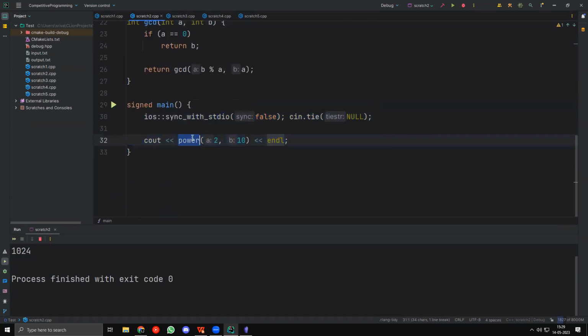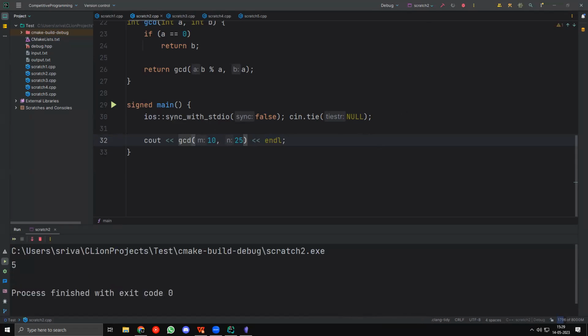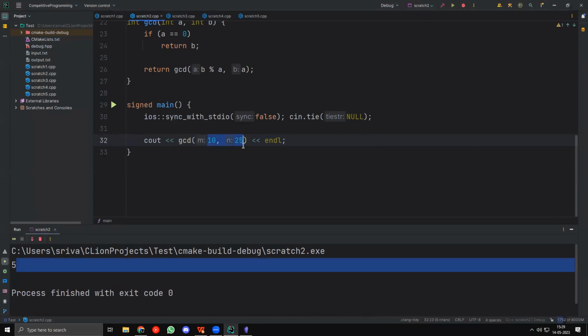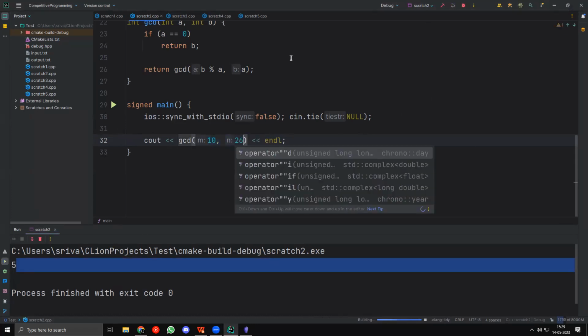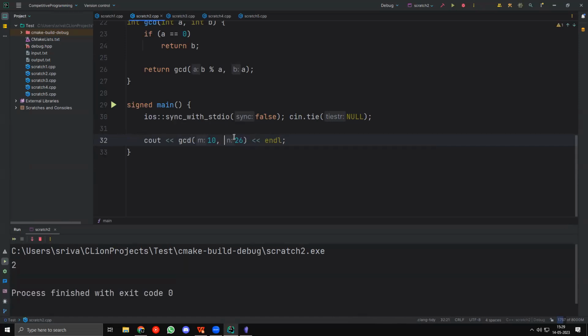Now, let me show you some examples. Let's say I take 10, 25. Samatyas, the underscore GCD function does use this method. It's very fast. So I'll come to that in a second. If you take 10, 25, you can see that it gives us 5. Let's say I take 10, 26. This should be 2. Let's see. And there you go. It is in fact 2.